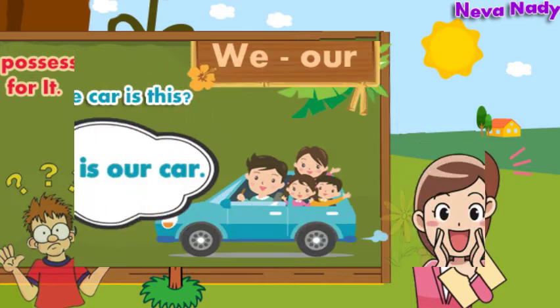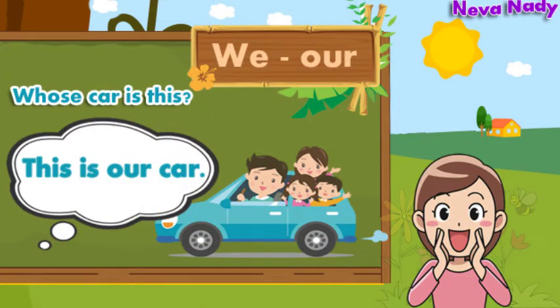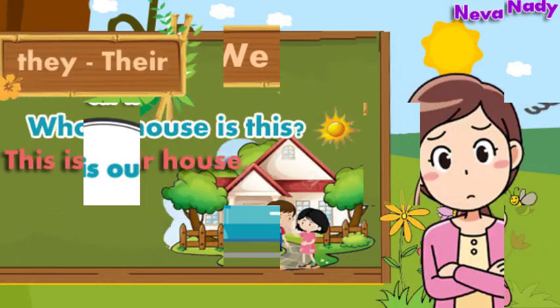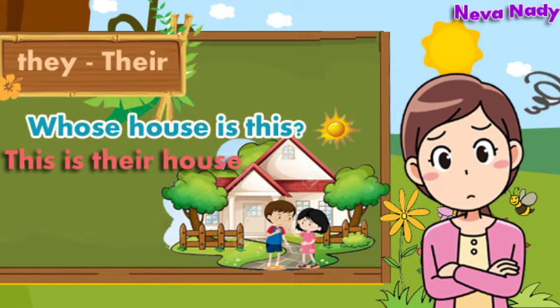The subject we. The possessive adjective our. We have a family here and they are riding a car. Whose car is this? The family voice says, it's our car. The subject here is they and the possessive adjective is their. We have two children here, Yusuf and Judy. They are standing in front of a house. The question is, whose house is this? The answer is, it's their house. Their refers to Yusuf and Judy.